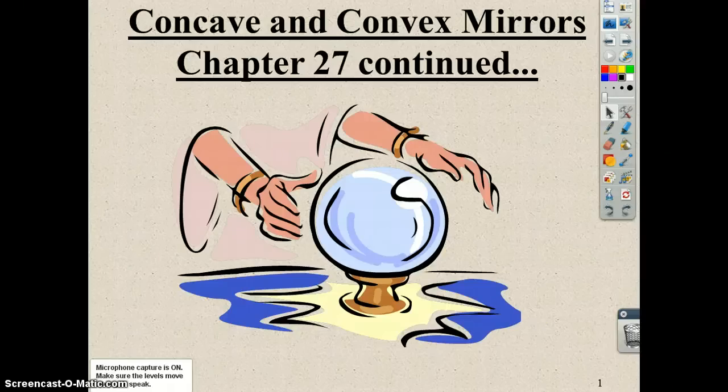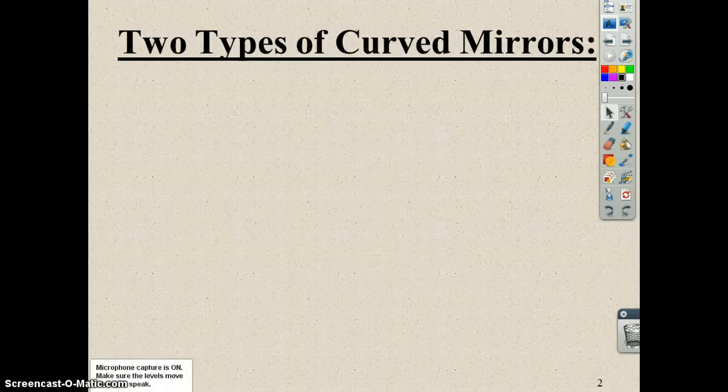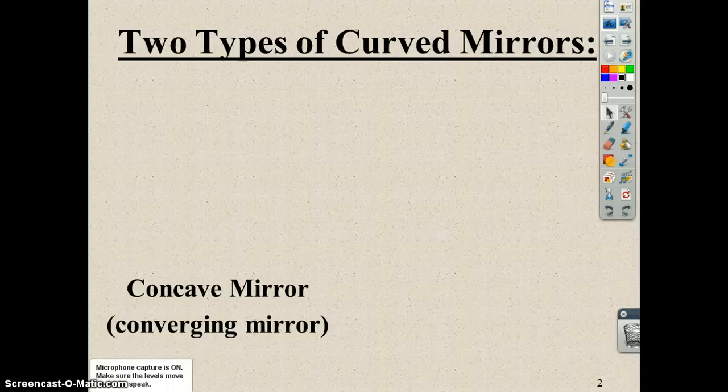This set of notes covers both concave and convex mirrors, which are two different types of curved mirrors. Concave refers to mirrors that curve inward, while convex, kind of like the back side of a spoon, curves outward. So the first type of mirror that we're going to look at is a concave mirror. Sometimes it's referred to as a converging mirror because it will take parallel light rays and bring them together.